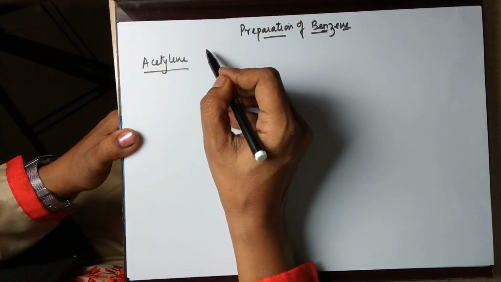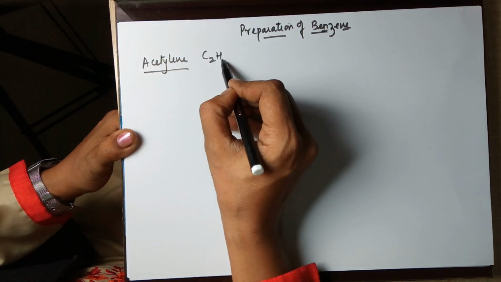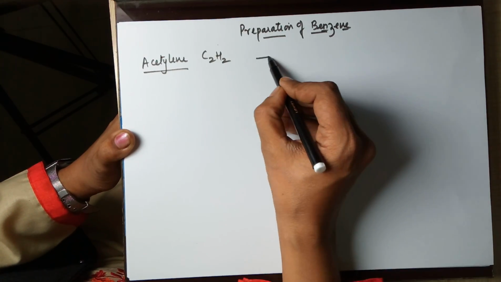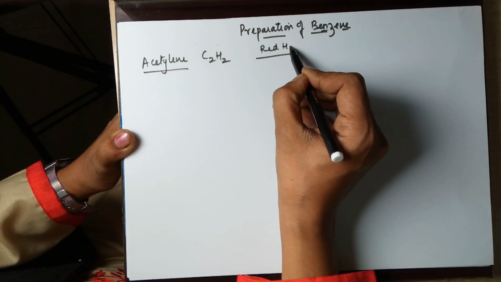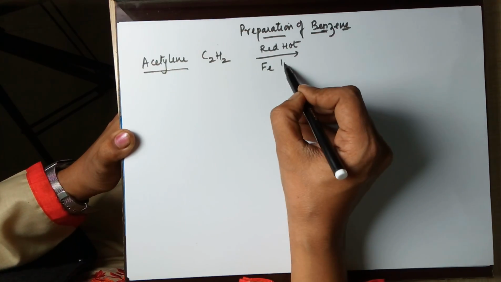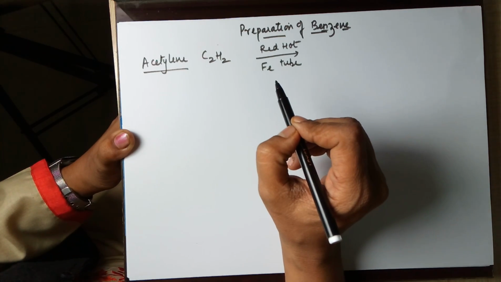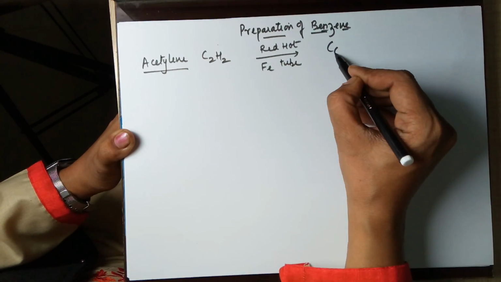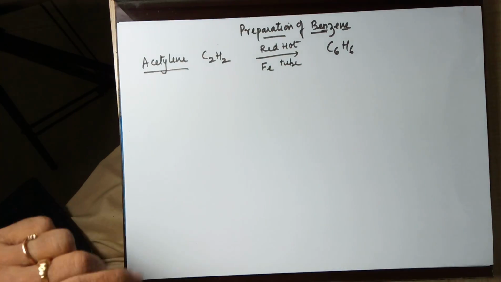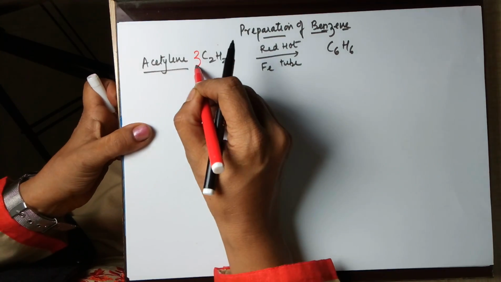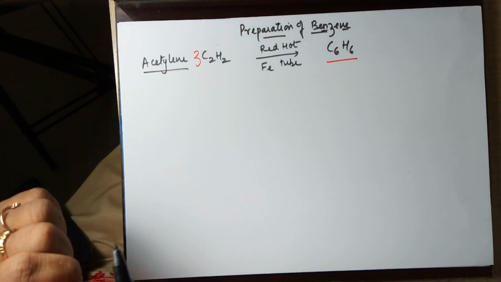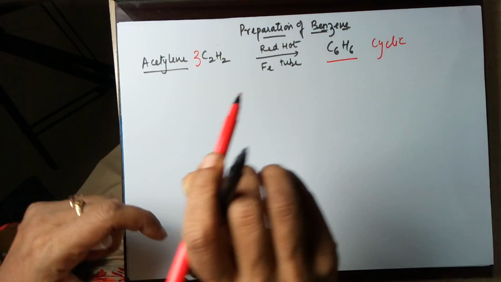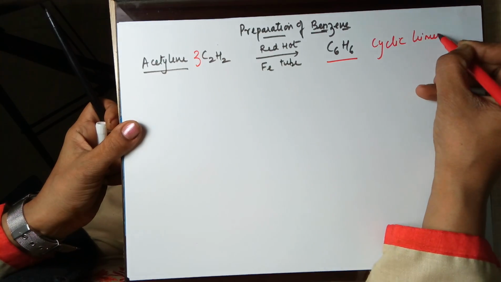Acetylene is the other way of calling ethyne. That's the common name. The ethyne molecule, when you pass it through a red hot iron tube, red hot is the temperature and iron is the catalyst in this, leads to formation of benzene. This benzene can only be formed if three such molecules undergo a polymerization reaction known as cyclic trimerization.